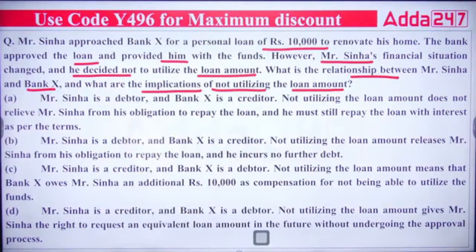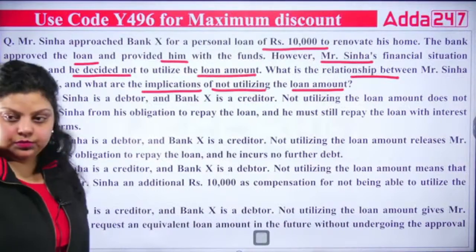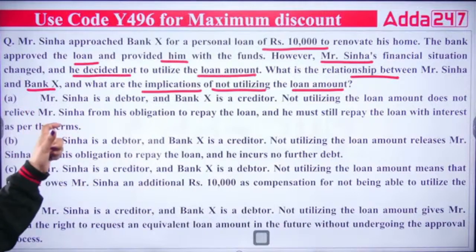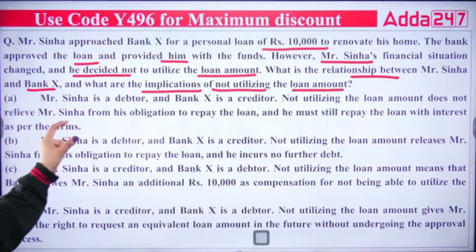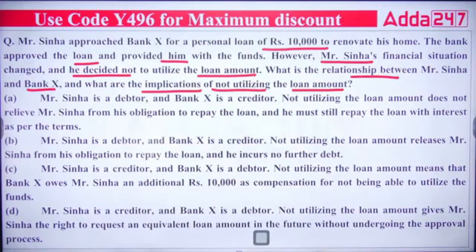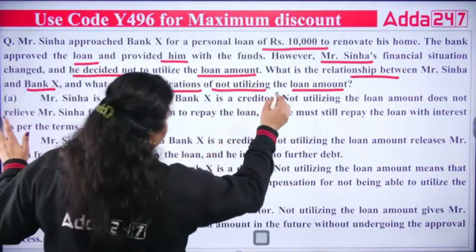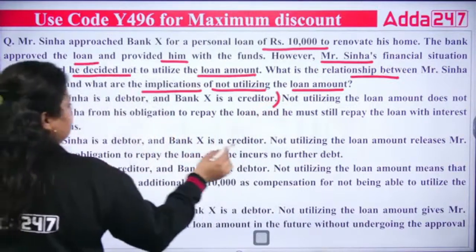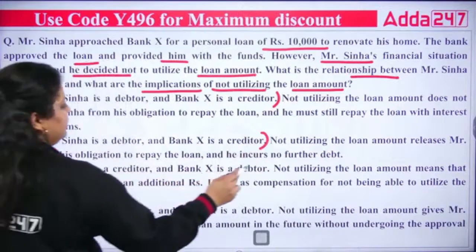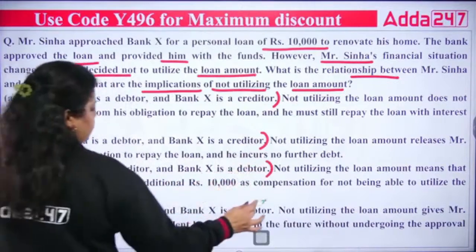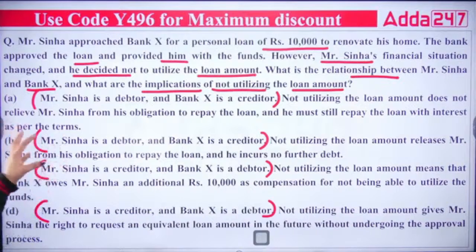A certain situation have been created in front of you. So first is saying Mr. Sinha is a debtor and bank is a creditor. Okay. So now with the first statement, you can eliminate the option. Like first statement in each option. Like this is the first statement. This is the first. Here it is first and here it is first. So by this first statement, you can eliminate option.